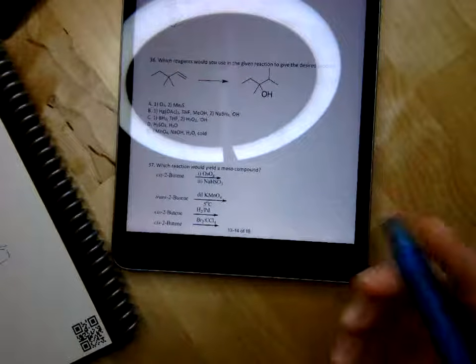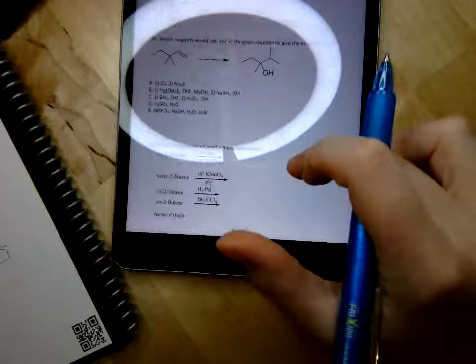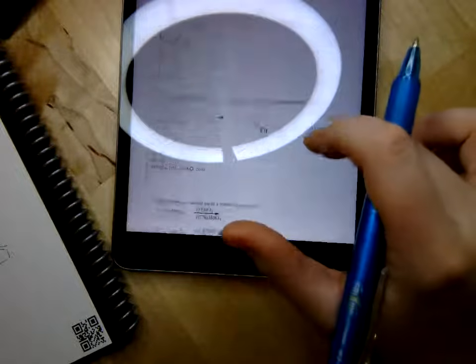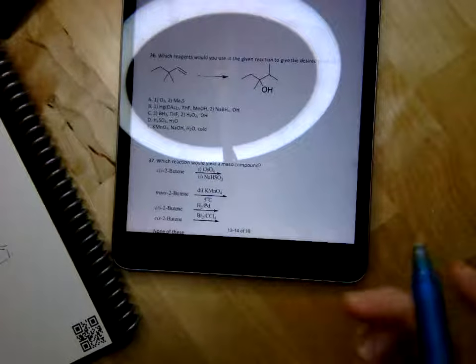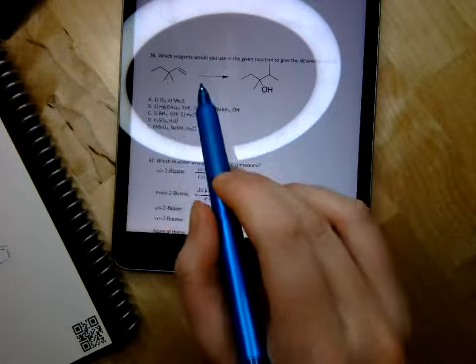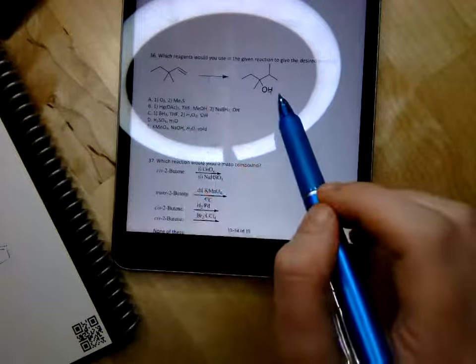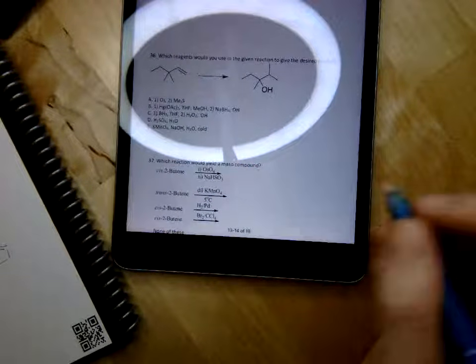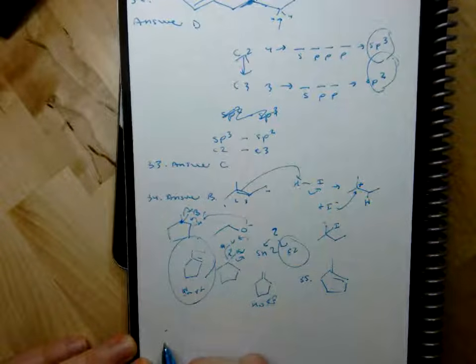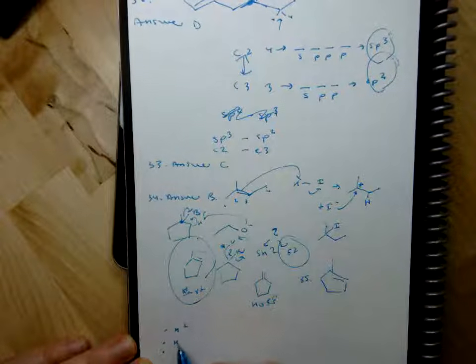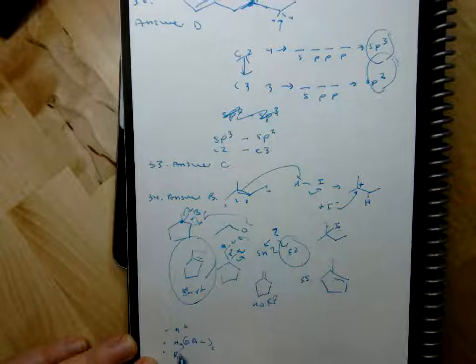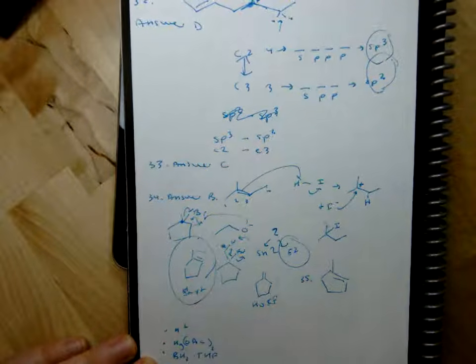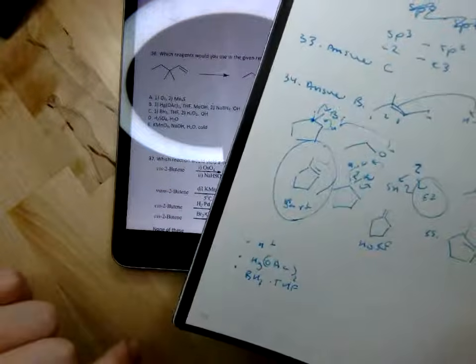And I asked you to justify your answer, so I was hoping you would be able to explain all of that out. Okay, so the next question: which reagents would you use in the given reaction to form the desired product? Okay, so I look at this and I see that we started with a double bond and we ended with an alcohol. So the first thing I think is addition of water. So we have 3 options for addition of water: acid catalyzed, oxymercuration-demercuration, or hydroboration oxidation. Okay, these are our 3. That's my shorthand for it.